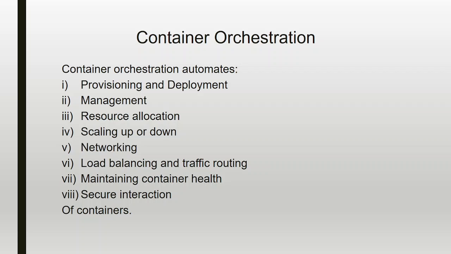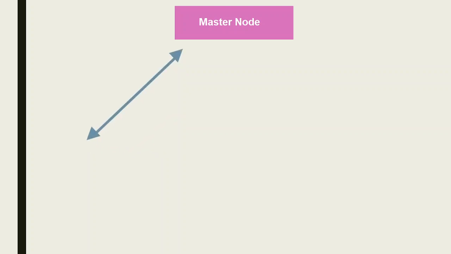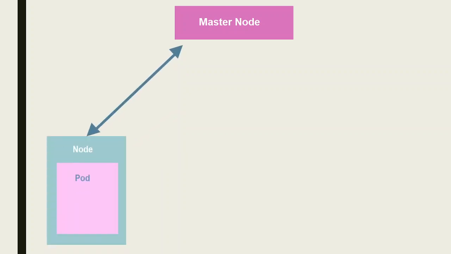Here, container orchestration is necessary as it automates the activities like provisioning, deployment, scaling, networking, load balancing, and maintaining the container health. If you want to perform container orchestration over a container orchestrator like Kubernetes, initially a YAML or a JSON file has to be configured according to the configuration of the application, and then the containers can be deployed across multiple clusters. A single cluster consists of a master node and several worker nodes.